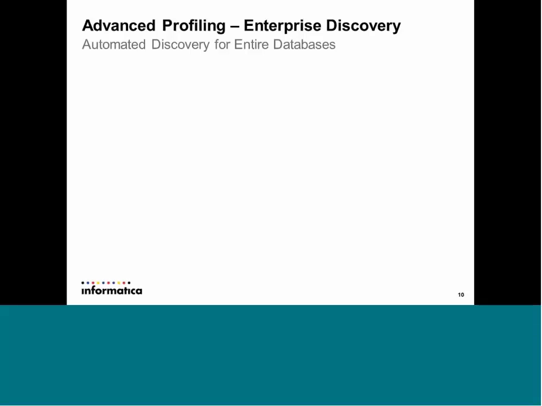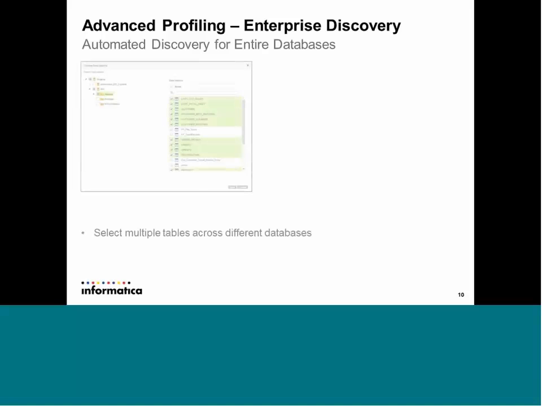So the first one, advanced profiling. This is basically automated discovery for entire databases, or many databases as well. You're not confined to a single database. You can run this across as many databases as you want, or as many as your hardware can handle. So it gives you an option to select multiple tables across different databases.